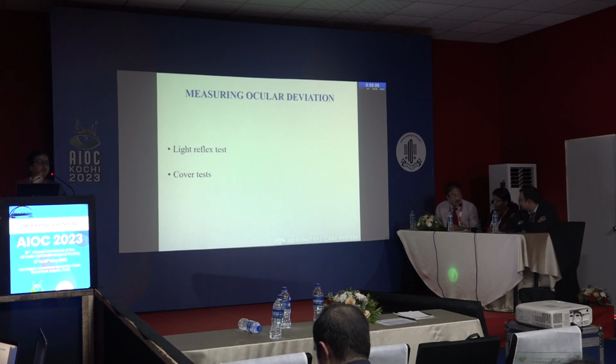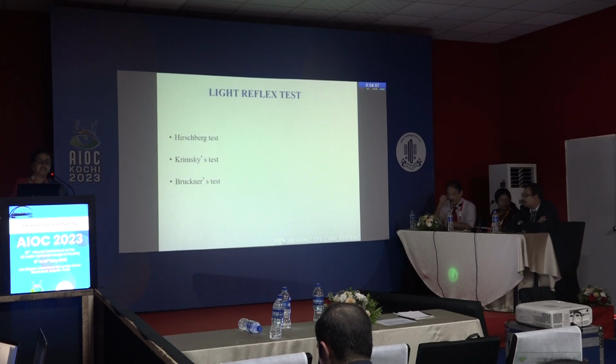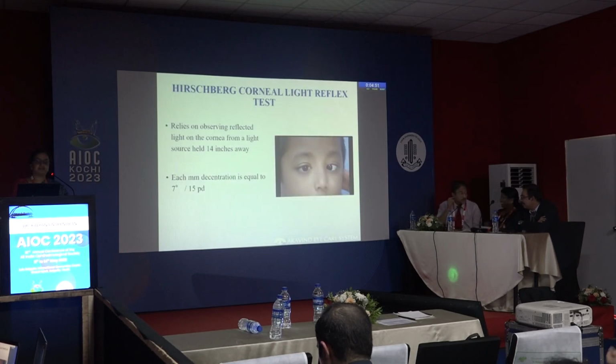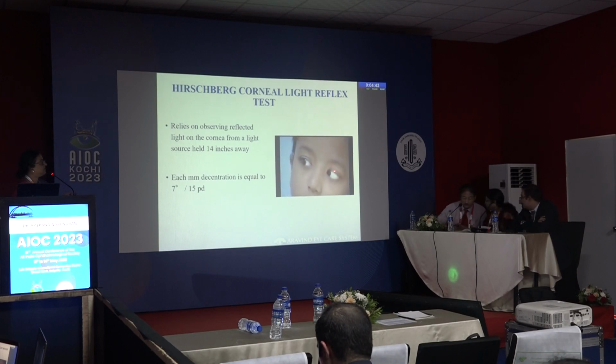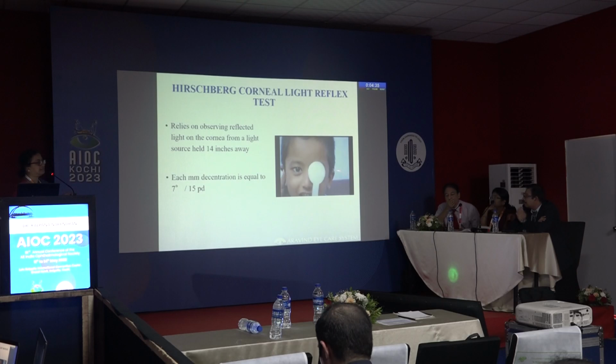Right. Coming to the measurement of ocular deviation, which is very, very important in a strabismus examination, there are two tests. One is a light reflex test and the other is a cover test. In the light reflex, we have three tests: the Hirschberg's test, the Krimsky's, and the Bruckner's. So this is a Hirschberg's. You throw a light 14 inches away and look for the reflex. You can see very well here. This reflex is centered, and this is an alternating esotropia. This reflex is in the pupillary margin. Based on this, if it is in the pupillary margin, it's 15 degrees. If it is at the edge of the cornea, it's 30 degrees. Above that, it's 45. So that also gives you an idea of the angle of deviation.